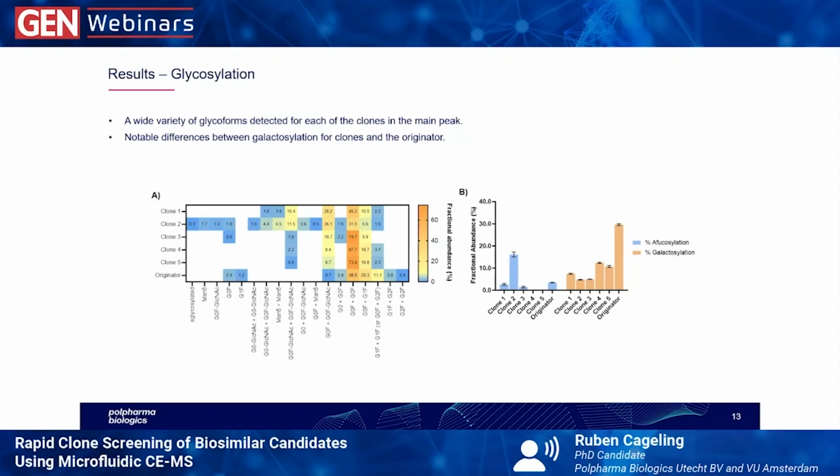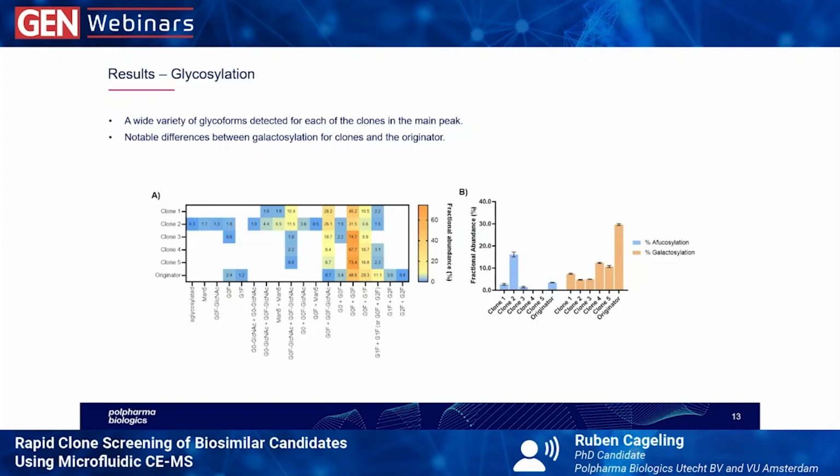What is also apparent is that there are notable differences between the glycosylation and afucosylation of the clones and originator. And the afucosylation, so the degree of glycoforms that are here that don't show any fucose or only have fucose at one of the two glycan sites, is here important for this antibody in the study, because this relates to the mode of action of this particular biosimilar candidate. Also, the galactosylation is mostly a very important critical quality attribute, and you can see that all of the clones are not close compared to the originator.